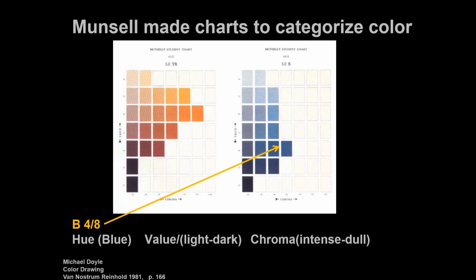Munsell made charts to categorize color. He would start with a color and then add a little bit of gray, a little bit of gray, a little bit of gray, until he finally got to the middle grayscale that you couldn't see the hue very much. When he laid out this chart, it was like a grid where you could actually call out a certain color based on the hue, the value, and the chroma. This example would be labeled a B48. So we would know it's a blue, a value of 4, and a chroma of 8.